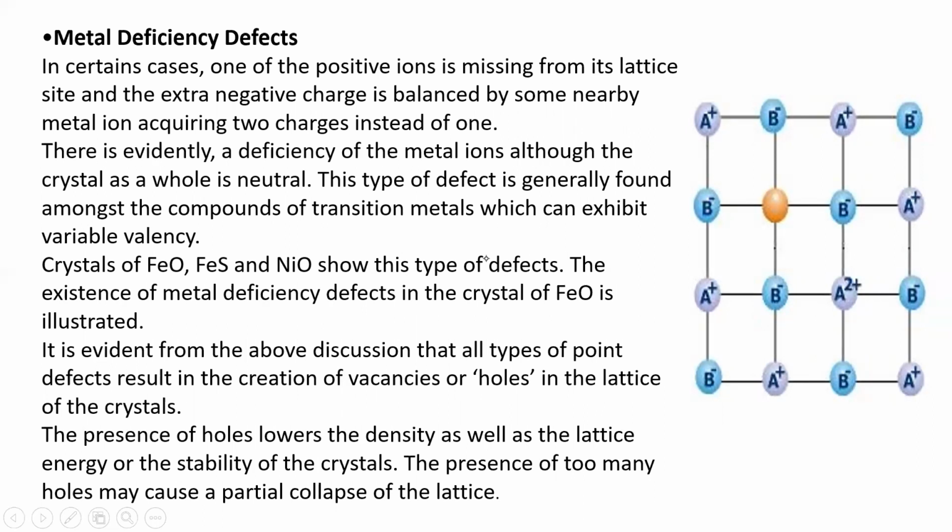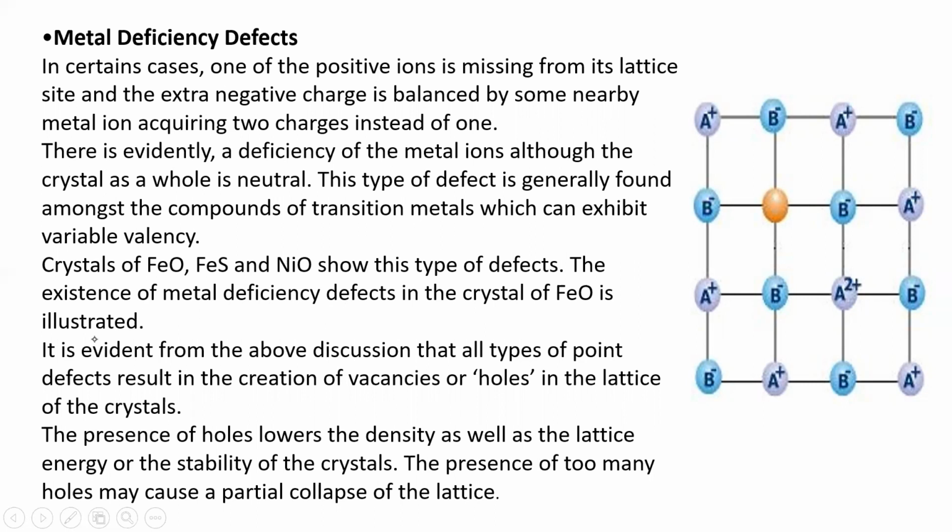Metal deficiency defect. The existence of metal deficiency defects in the crystal of FeO is illustrated. So here I'm repeating again. One of the positive ions, that is metal ions, is missing from its lattice site, and the extra negative charge is balanced by some nearby metal ion acquiring two charges instead of one. So FeO, FeS, NiO show this type of defect.